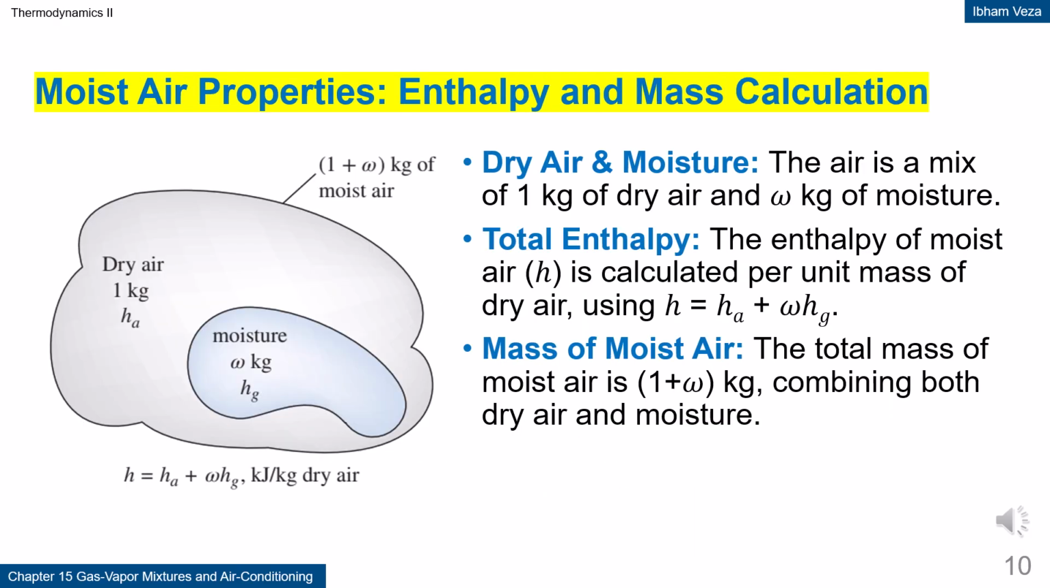Moist air enthalpy and mass. Moist air is treated as a mixture of 1 kilogram of dry air and omega kilograms of water vapor. The total enthalpy of this mixture is expressed per kilogram of dry air using H = Ha + omega Hg. This approach simplifies energy analysis in air conditioning systems. The total mass of moist air becomes 1 plus omega kilograms.